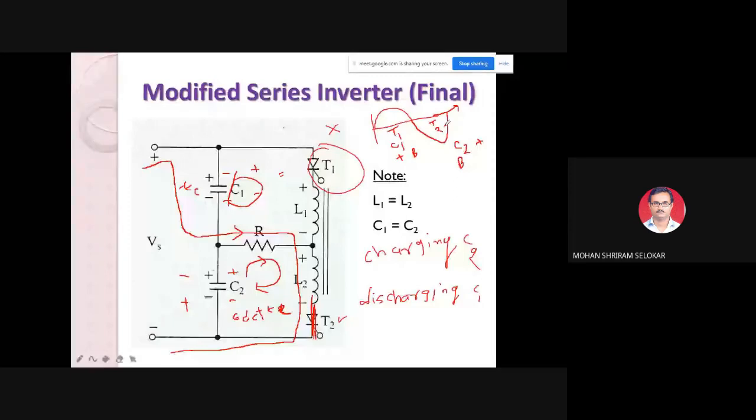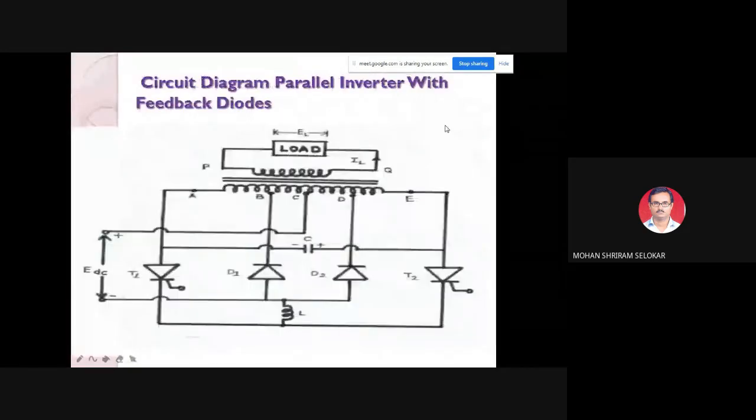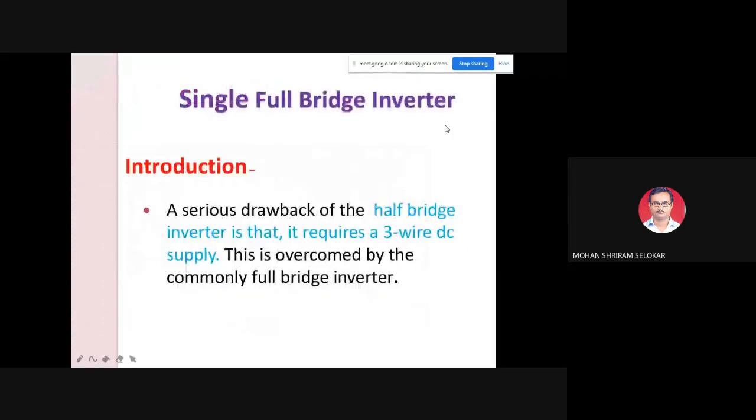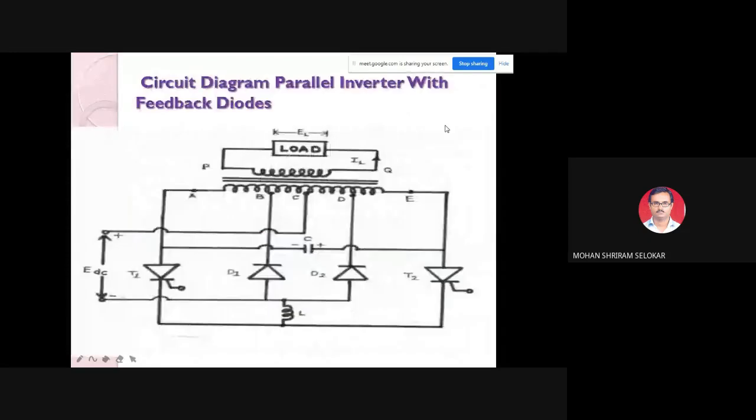Hello, students. Clear? Yes, sir. Okay. So in the next lecture, we will be studying the parallel inverter, right? This is a parallel inverter, and some half bridge and full bridge if time permits. Okay. So first we will try to cover the parallel inverter in the next lecture. I will stop here and just wait for the attendance.